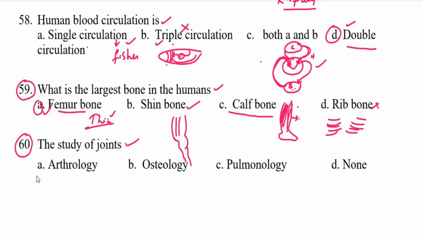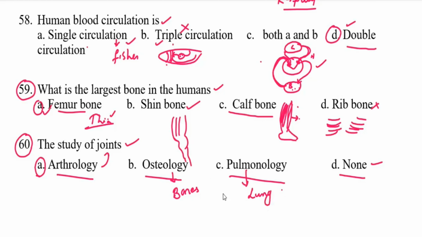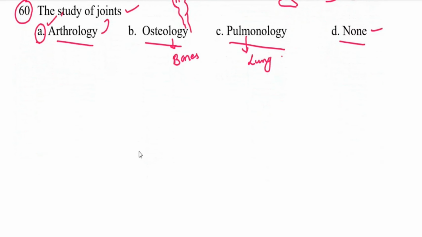Here are the options: arthrology, osteology, pulmonology and none. So arthrology is the correct answer. The study of joints is arthrology. Osteology means study of bones. Pulmonology, study of lungs. So these are the options and explanation. The correct answer for this question is arthrology. Okay, these are the important questions you have to remember.